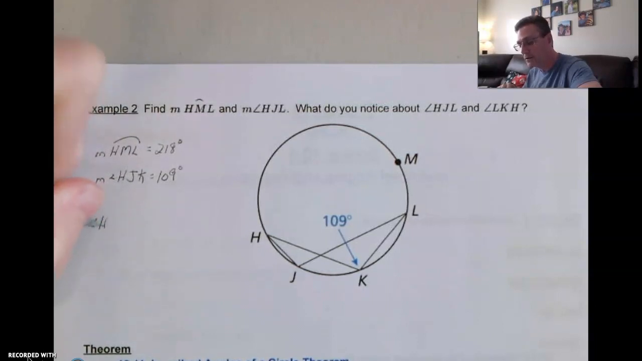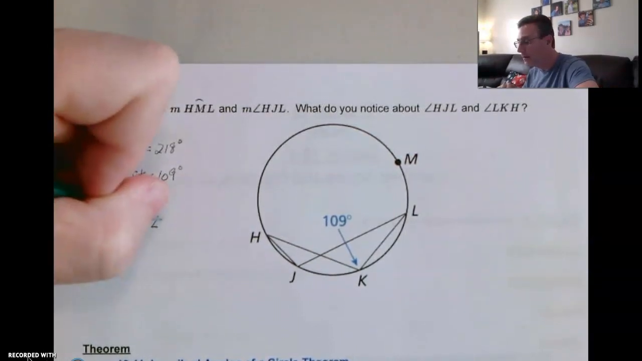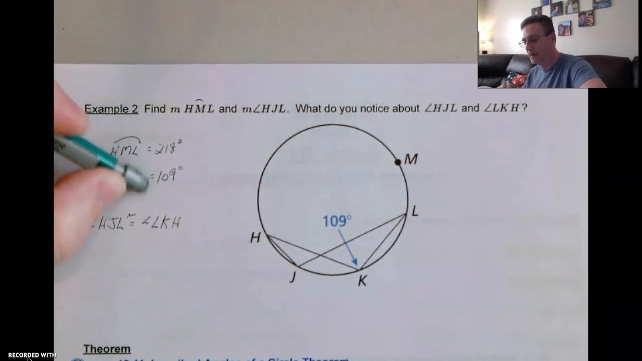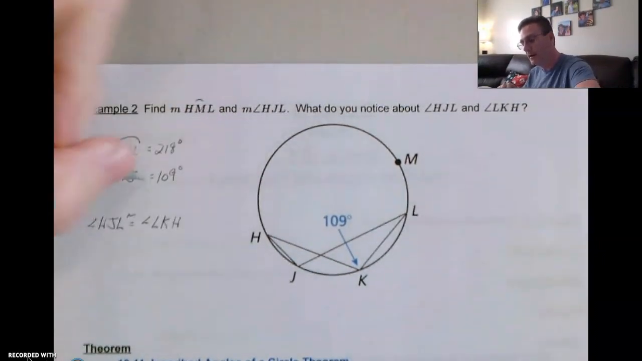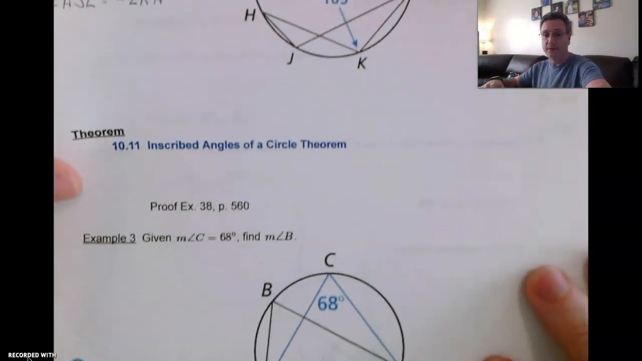Angle HJL is congruent to angle LKH. Sorry, HJL. There. This leads us into why the inscribed angles theorem is what it is.